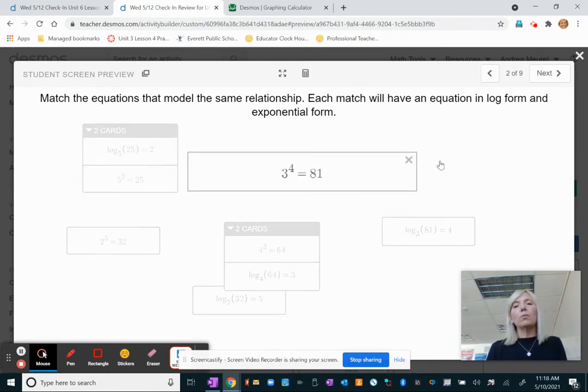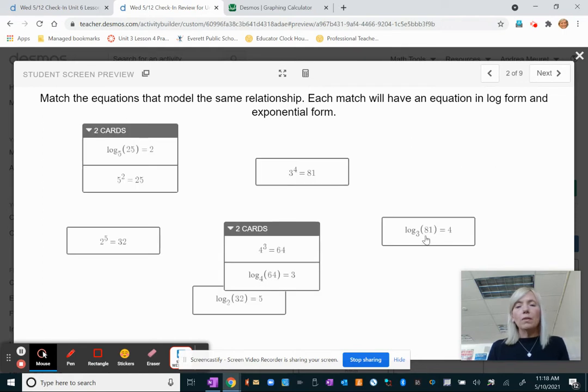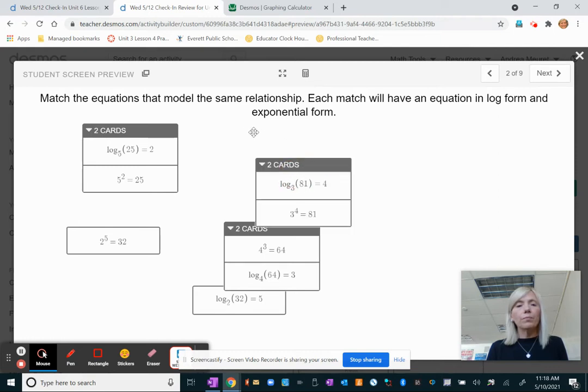Here's my next one. 3 to the fourth equals 81. So since 3 is the base of that exponent, I'm looking for a logarithm with a base of 3 and an answer of 4. And so this log base 3 of 81 equals 4 shows the same relationship between the values.